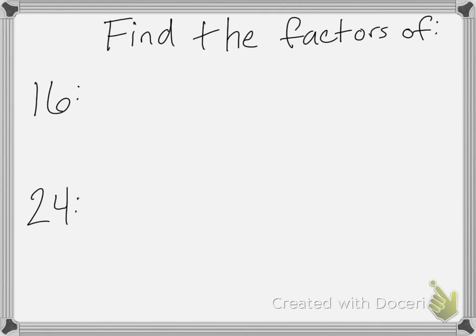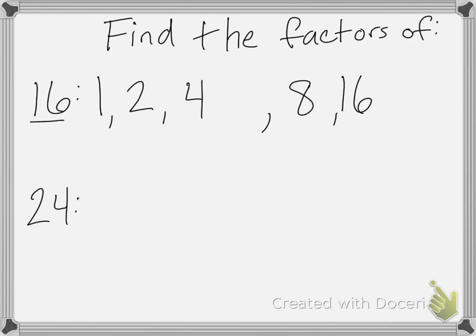So to find the factors, I always think, well, the first factor is always the number 1, and the last factor is always the number that's given. So in this case, it's 16. Okay. Then I think, can 2 go into 16? Yes, it can. Can 3? No, 3 can't go into 16. But 4 can. And 2 goes into it 8 times. And 4 happens to go into it 4 times. I don't have to write the number 4 twice, but you can if you would like.